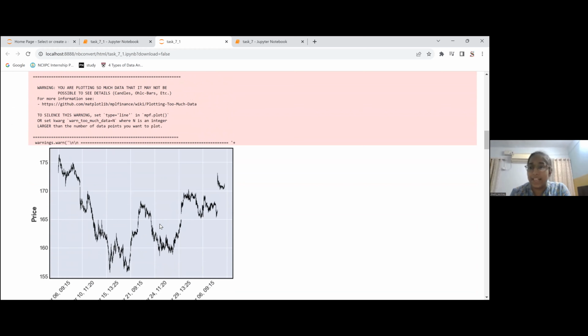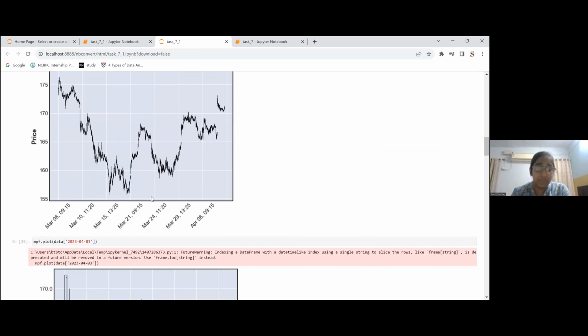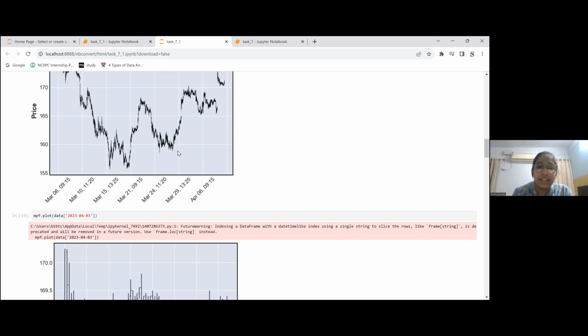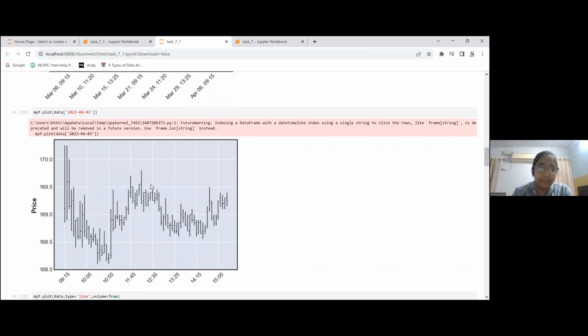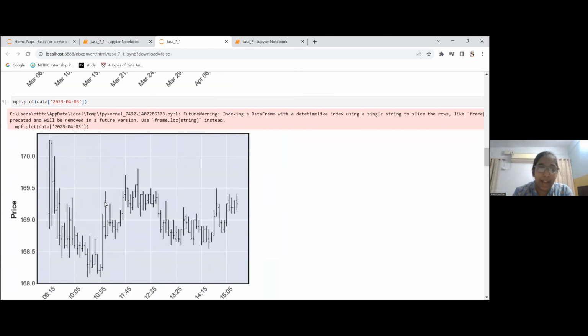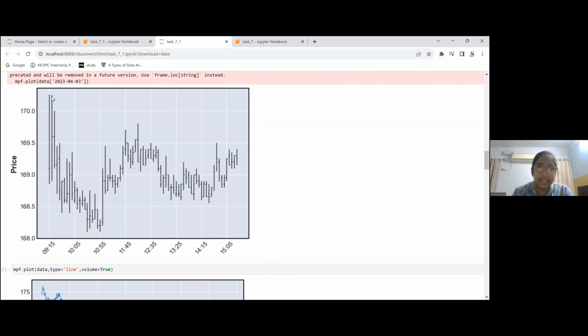It is an OHLC graph. Now, why it is looking like a line graph, I will explain further. I have taken out a particular segment from this graph, and then I have plotted the very same segment by zooming in, and now one can see that it is the OHLC graph.